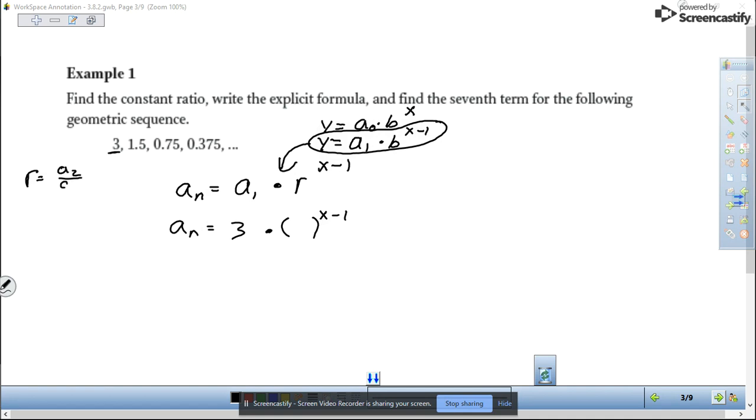So a2 divided by a1, or a3 divided by a2, or a4 divided by a3. Basically, any two consecutive numbers in your sequence, you take the later one divided by the previous one. All right, so I'm going to use the easy ones. I'm going to use a2 and a1. So that would be 1.5 divided by 3. Which may not seem like it does a lot for you here, but you're going to find that this works out to be 1/2.